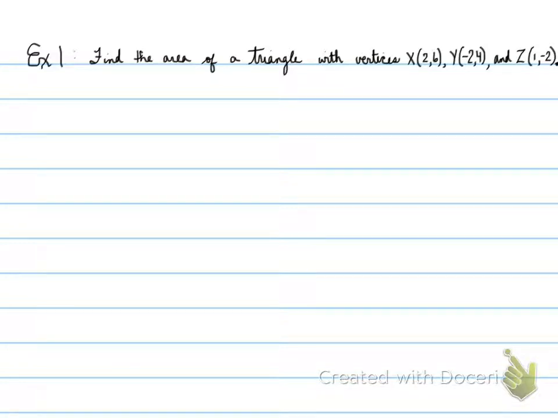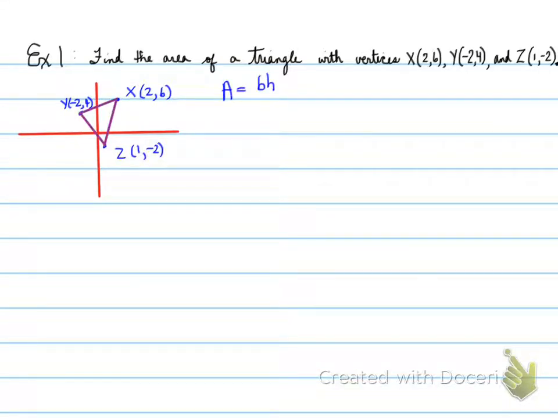What do we do here? Well, this would be considered an inquiry level question because I give you nothing. I give you coordinates, and that's it. I want you to find the area. How are we going to solve this? Well, first off, we need to graph it. There's X, Y, and Z. We connect them, and that creates our triangle.